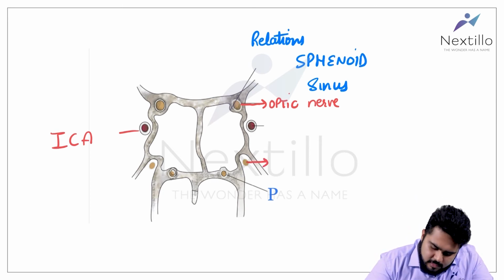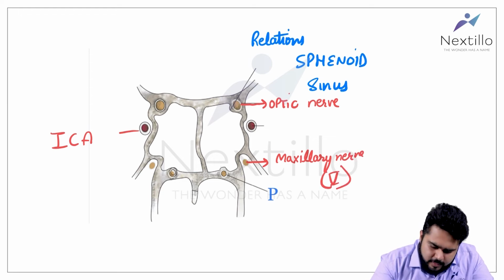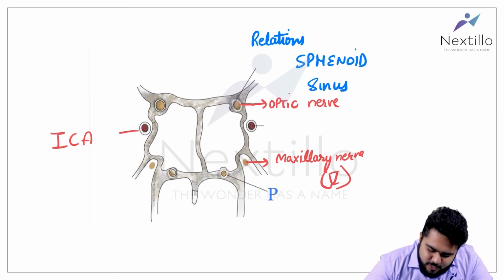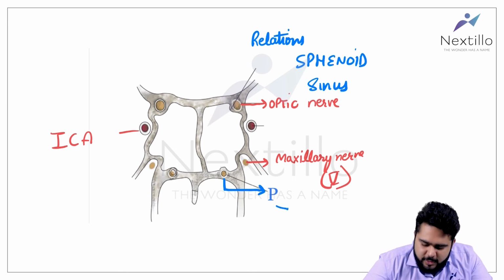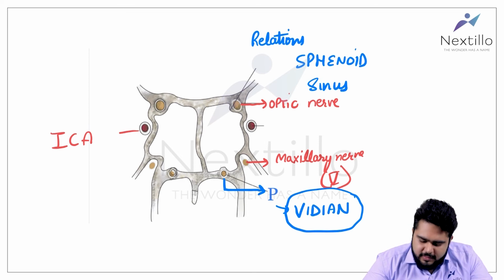This is the maxillary nerve, branch of trigeminal. Very simple. Keep it simple. Now, the question which is always asked in this is, what is this nerve? This is of importance because this is what people usually forget. This is the Vidian nerve, or nerve of the pterygoid canal. This is that nerve which is very important because people usually forget it.